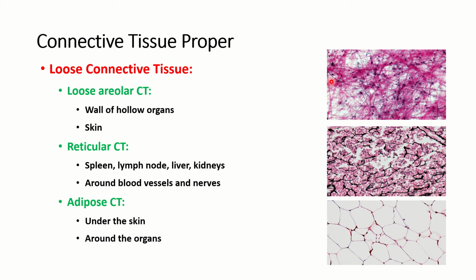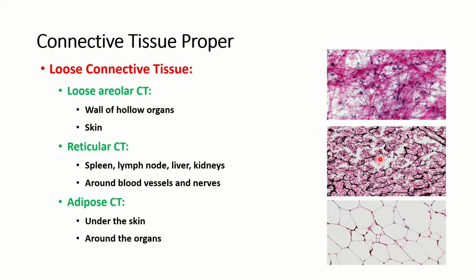Loose areolar, as you can see in this image, you can see these collagen fibers, and these ones are elastic fibers. And they are located in the wall of hollow organs, for example, gastrointestinal system and respiratory system. And also you can see it in the dermis of the skin, papillary layer of the skin.